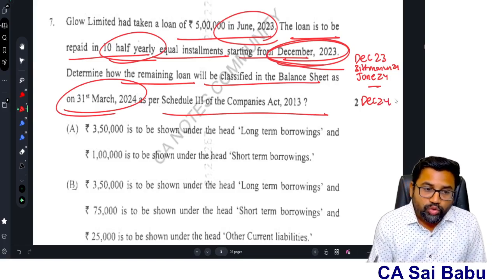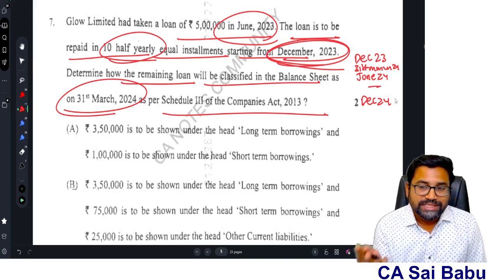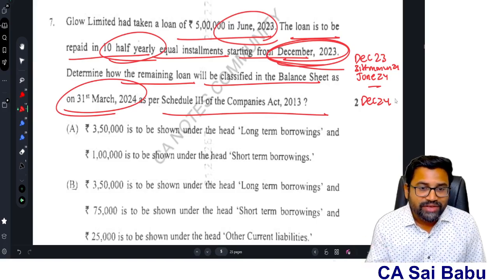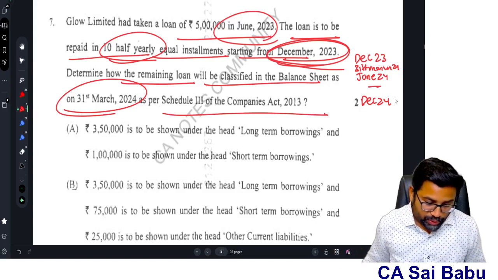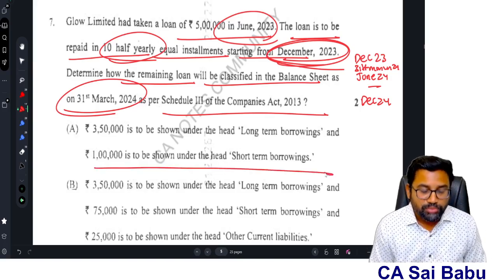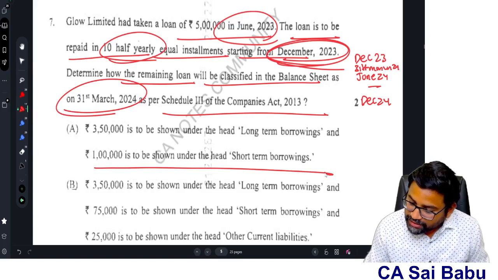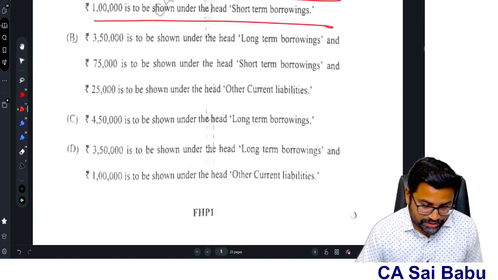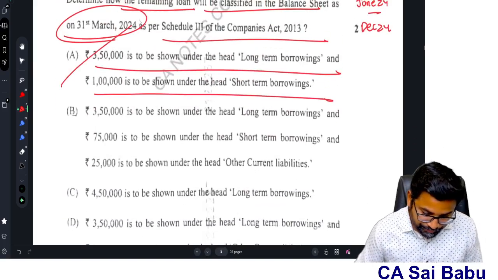Therefore, out of 9 installments, 2 installments, that is 1 lakh rupees, will be treated as short-term borrowings. The remaining 7 installments will be considered as long-term borrowings. So therefore, here 1 lakh will be short-term borrowings. The remaining 7, that is 3,50,000, will be treated as long-term borrowings. So therefore, A is the correct answer.